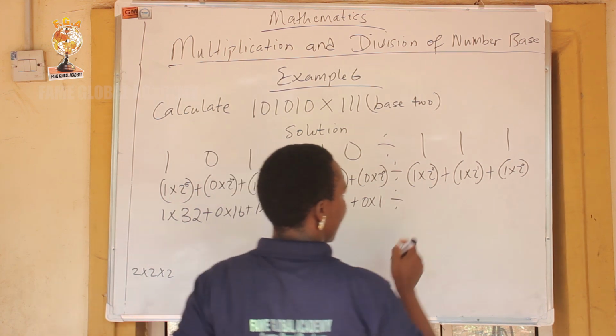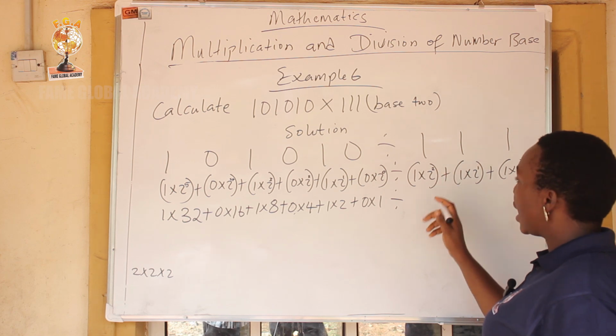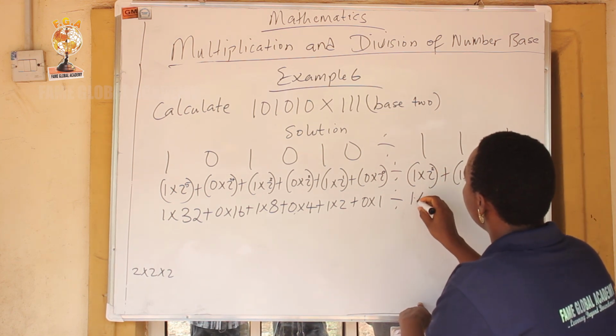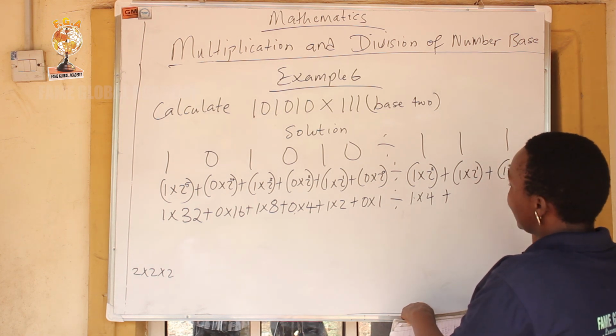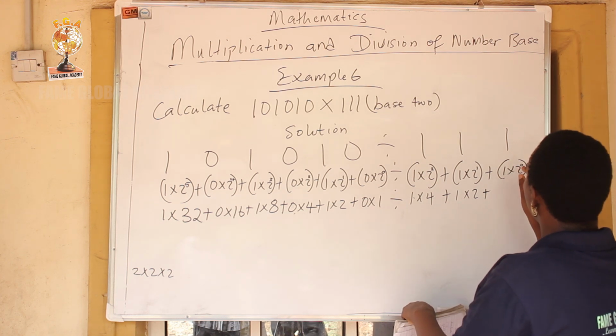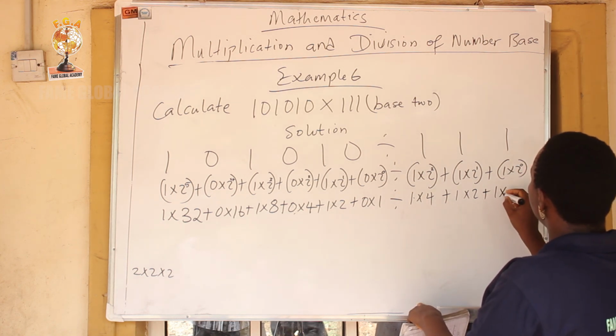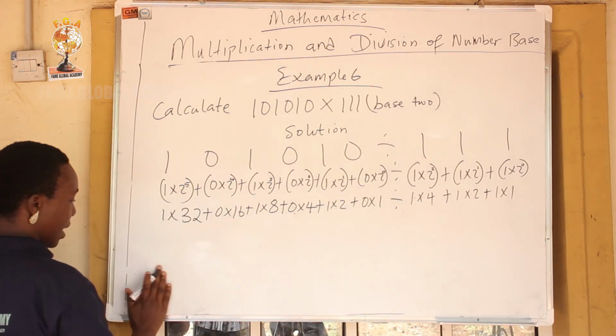Divide by, so let's come to this part. This 2 raised to the power of 2 means 2 times 2, which is 4. So this is 1 times 4 plus 2 raised to the power of 1, which is 2. So we have 1 times 2 plus 2 raised to the power of 0, which is 1. So we have 1 times what? 1. Okay, so let's come back here and write our answers.